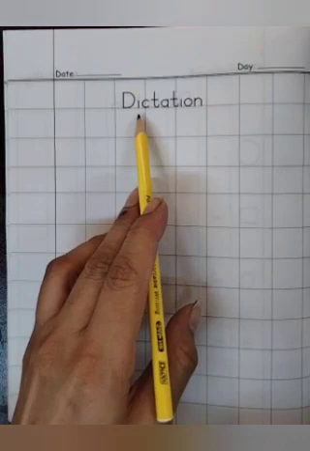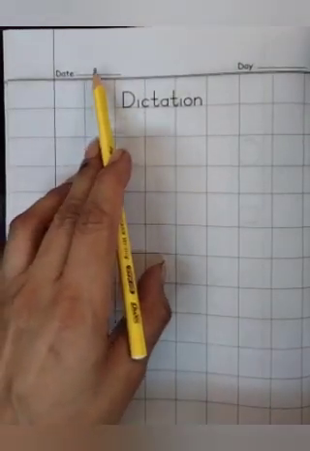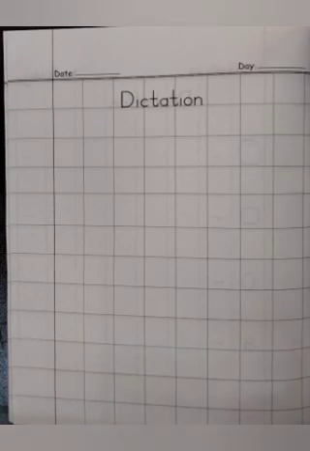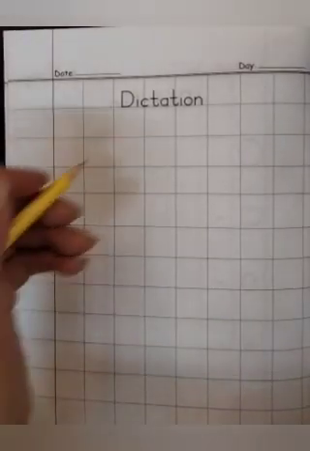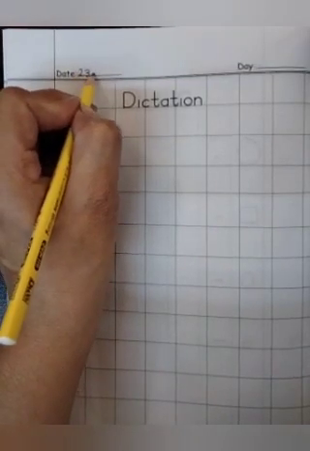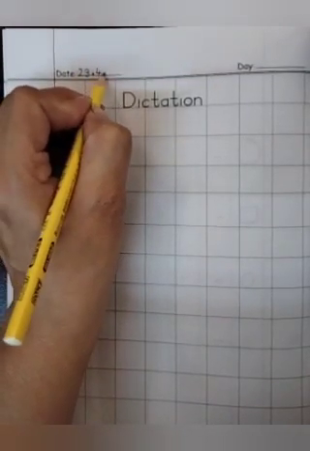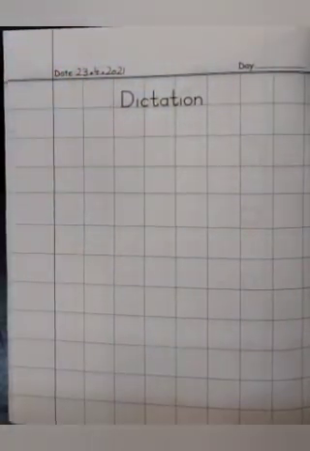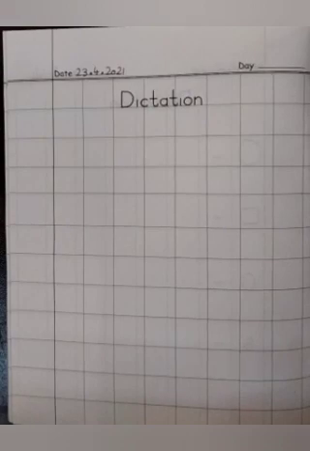Before we start the dictation, we have to write down today's date and day over there. Can you tell me what date is today? Today is 23rd. Very good. So here we will write down 23.4.2021. And what day is today? Today is Friday. Very good.